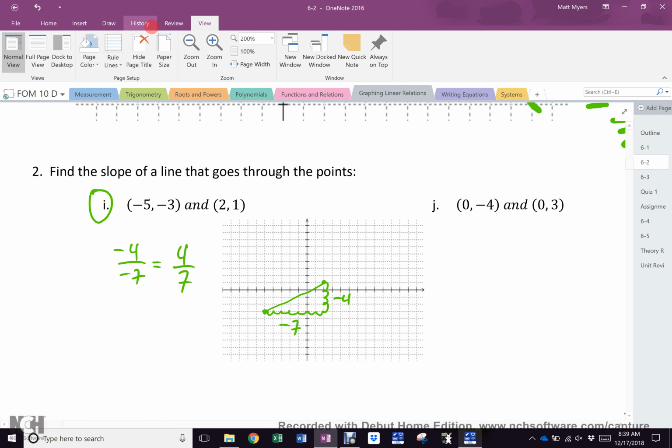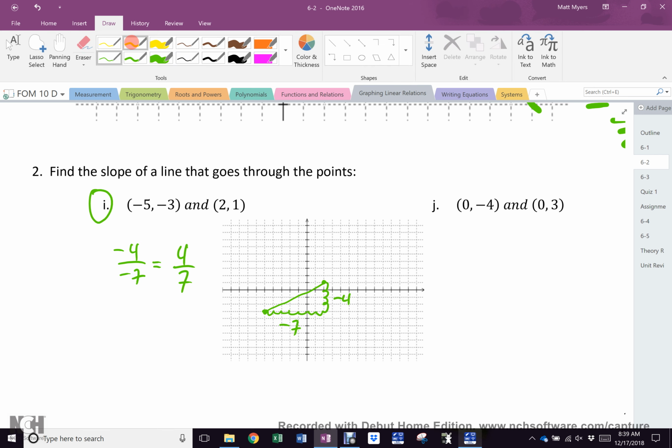Yes. Great. Now with another color, we'll make it, I don't know, light blue. 0, -4. 1, 2, 3, 4, right there. 0, 3. 1, 2, 3. There's my line. How far did I go up? From -3 to 4 is how far? 7. Positive. How far did I go left and right? Nowhere. Is dividing by 0 possible? No, the answer is infinity.